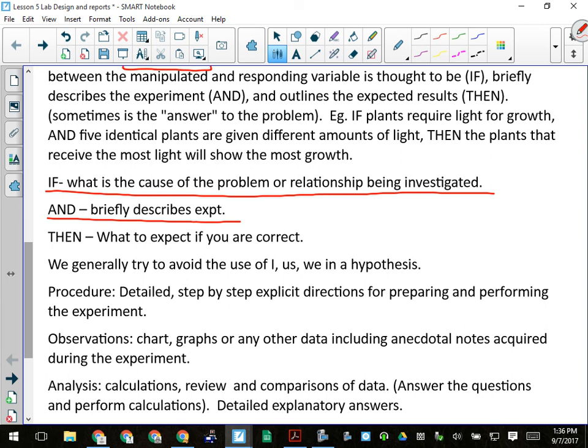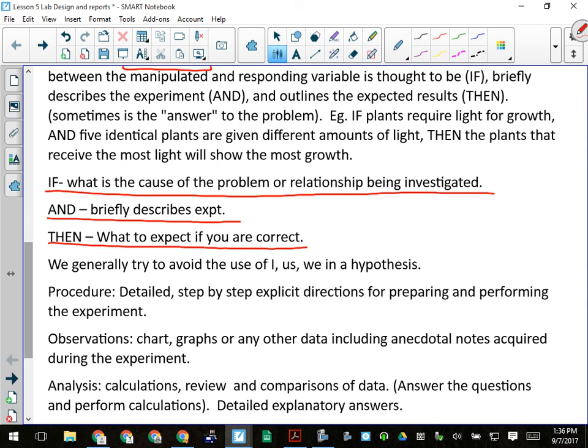Okay, and the then part, what do you expect if you are correct? Well, I expect that the plants that get the most light will show the most growth. I've put it out there unequivocally. That's what I expect. I'm going to be wrong, and that's okay. Right? In fact, in real science, you're going to be wrong with a hypothesis probably 19 out of every 20 times. Okay? That's how science works. Doesn't mean you're totally wrong. You're going to learn something each time. Then you modify and you try again. You modify and you try again. Okay? That's how the process is supposed to work.